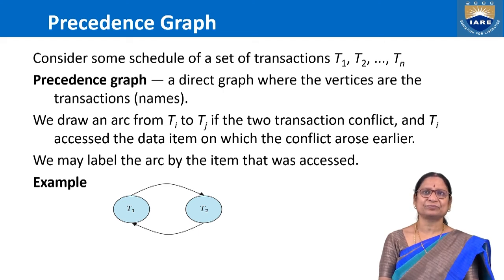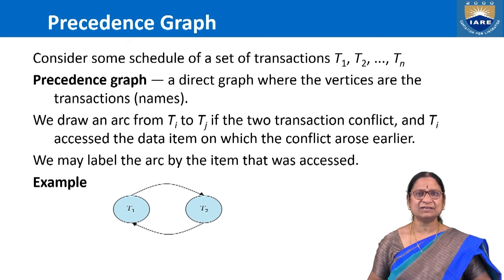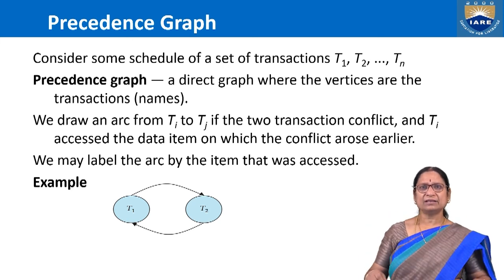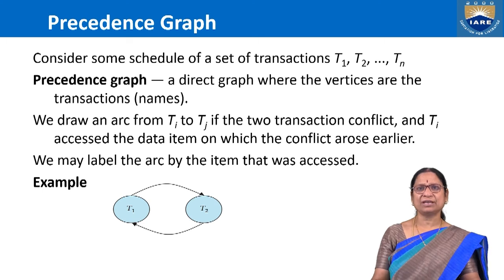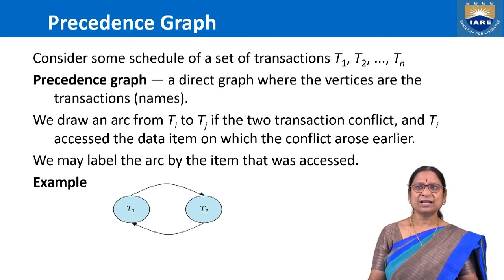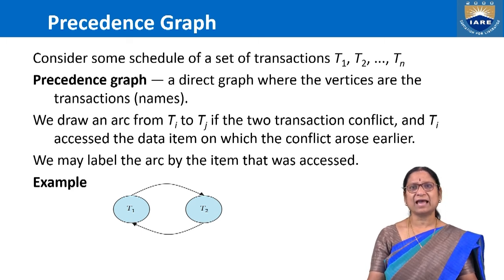So what is a precedence graph? A precedence graph is a directed graph where the vertices are transactions. Graph means vertices and edges will be there, so the vertices are transactions and the edges are arcs. We will draw an arc from Ti to Tj if the two transactions conflict, meaning Ti accessed the data item on which the conflict arose earlier, and Tj wrote it.